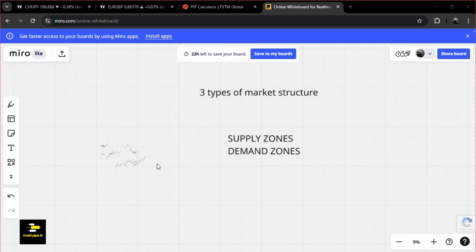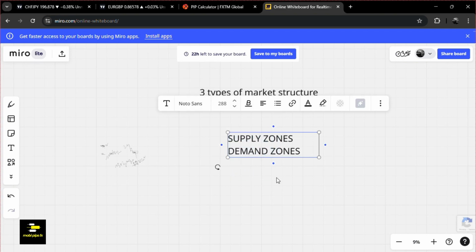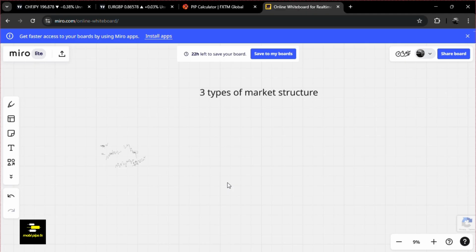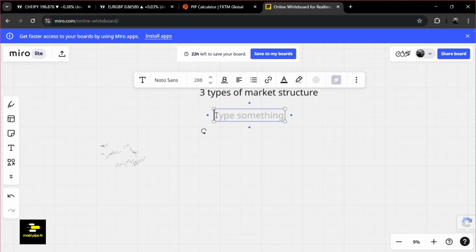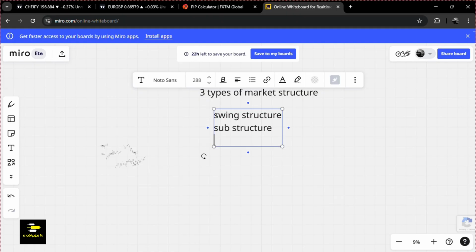All right, so there are three types of market structure. Number one, the swing structure, followed by the substructure, followed by the minor structure. So this is where we will be ending today.